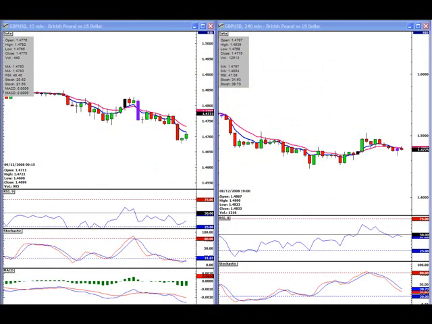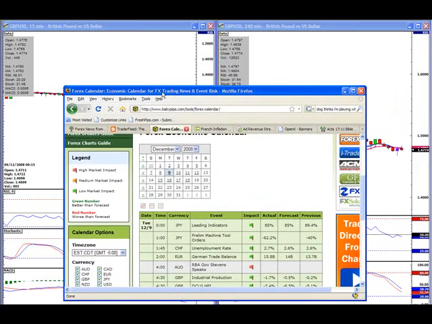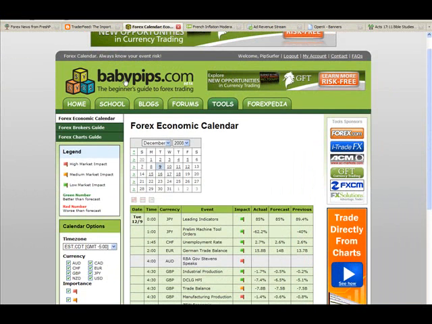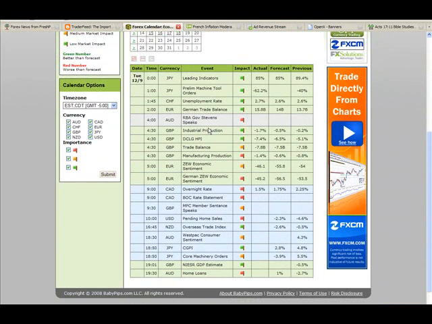Today is Tuesday, December 9th, 2008, and I'm just going to jump right into today's update. First thing I want to do is take a look at the news events for the day. You can go here by going to babypips.com and clicking on the Tools tab, and you'll see all the news reports that are coming out for the day.